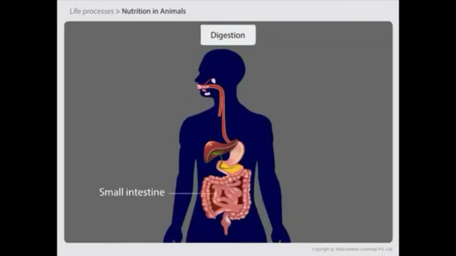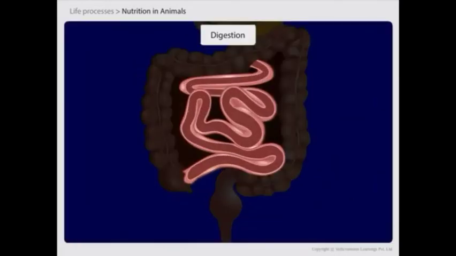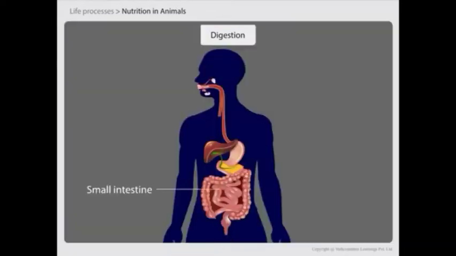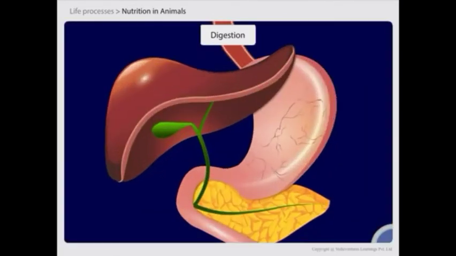The small intestine is the longest part of the alimentary canal, which is coiled, and it is 6.5 meters long. In the small intestine, both the digestion and the absorption of nutrients take place. The small intestine receives the secretions of two glands. The first one is the liver and the second one is the pancreas.